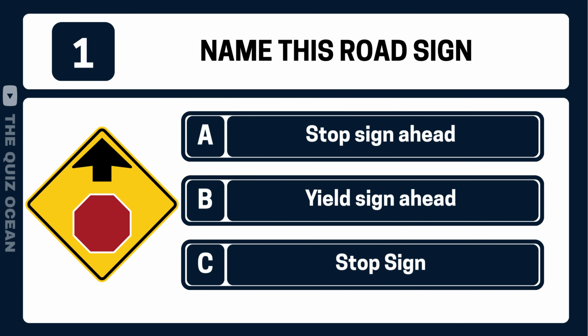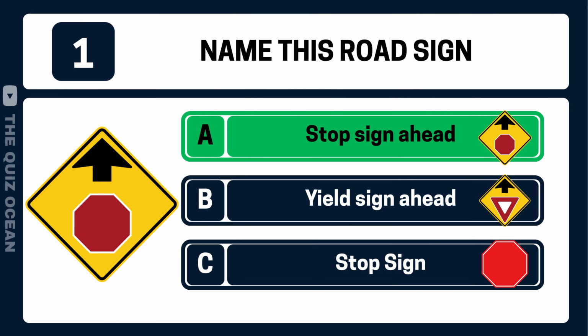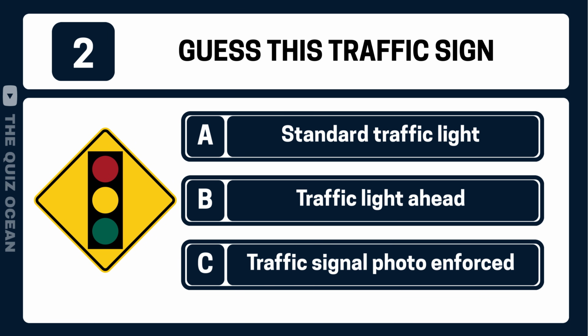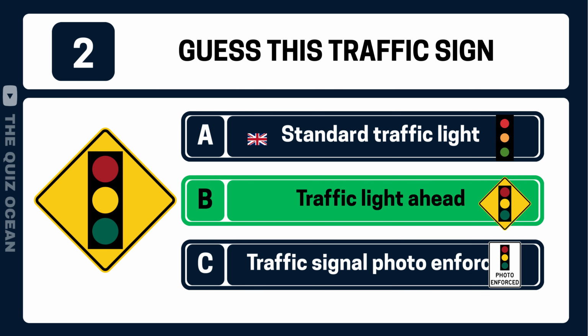Name this road sign. Nicely done. This sign alerts drivers to an upcoming stop sign. Guess this traffic sign. Well spotted. This is the traffic light ahead sign.